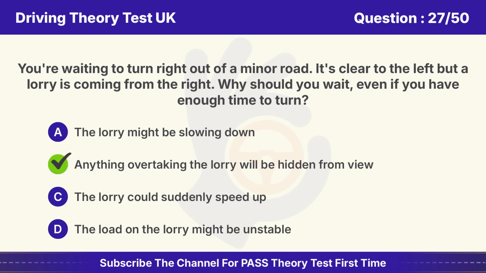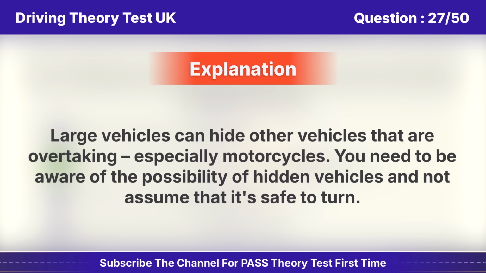Answer is B. Anything overtaking the lorry will be hidden from view. Large vehicles can hide other vehicles that are overtaking, especially motorcycles. You need to be aware of the possibility of hidden vehicles and not assume that it's safe to turn.